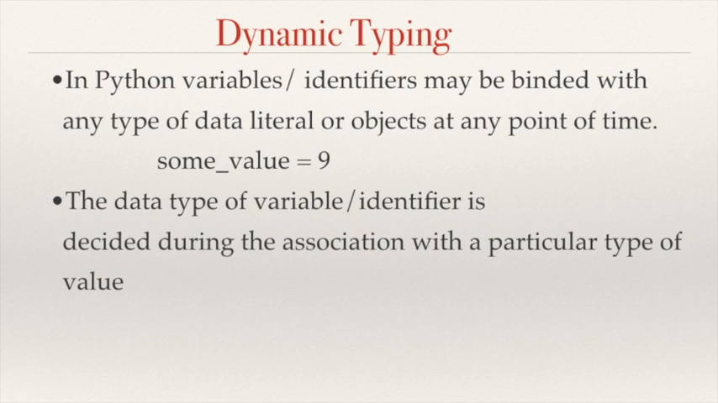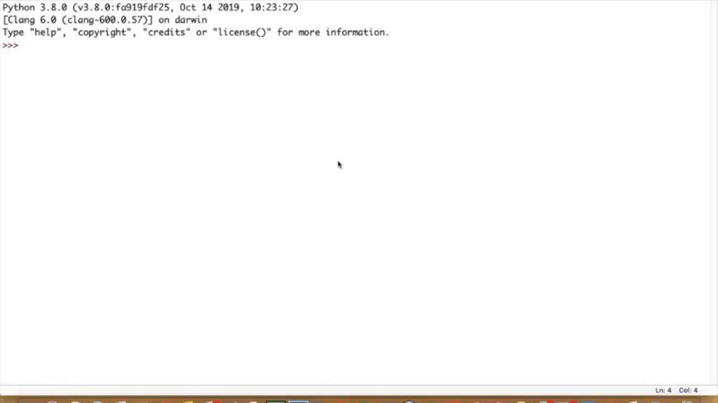The data type of the variable is decided only when it associates itself with a particular type of data value. This association of a variable name with data objects takes place when we use the equal to operator to assign a value to a variable name. As you can see on your screen, the variable sum_value is associated with a data object 9. Let us see a code example, an example to understand how Python supports dynamic typing with its variables.